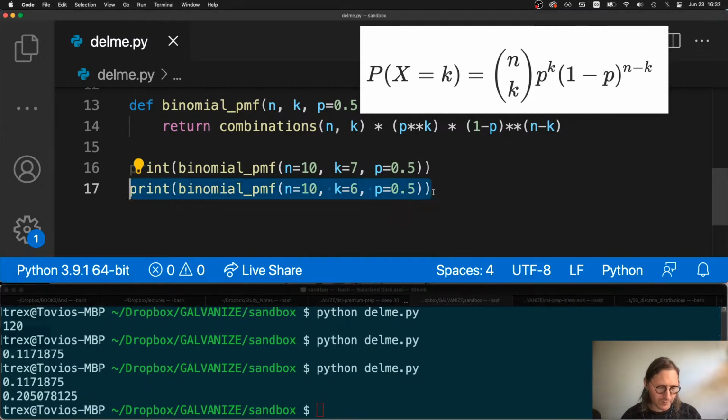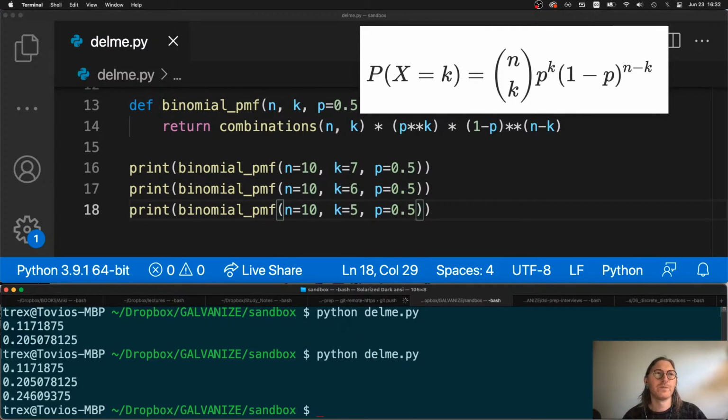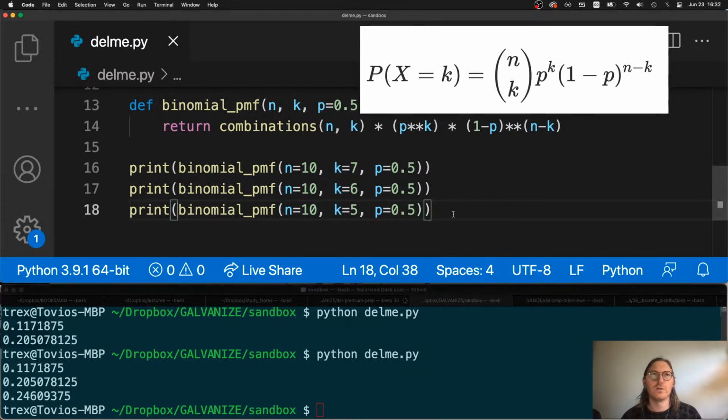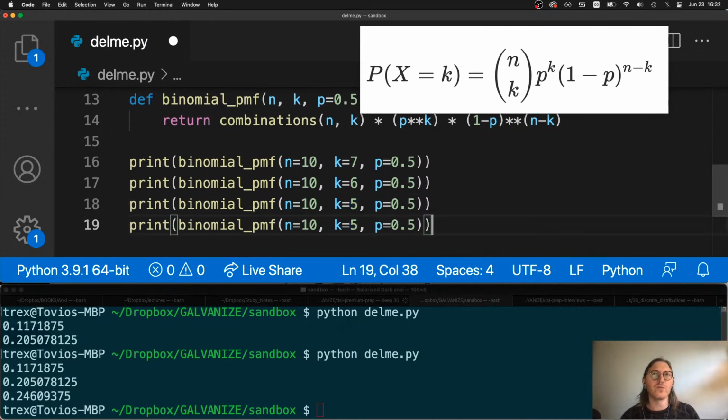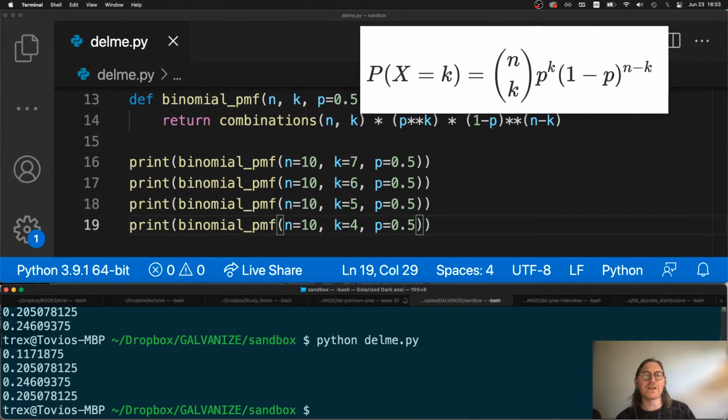And then what is the probability of getting 5 in 10 coin flips? That's even higher. Well, is it going to get even higher if we go further down? Let's set a k of 4. Okay, that goes back down. So it looks like the most probable outcome is 5 heads in 10 coin flips.